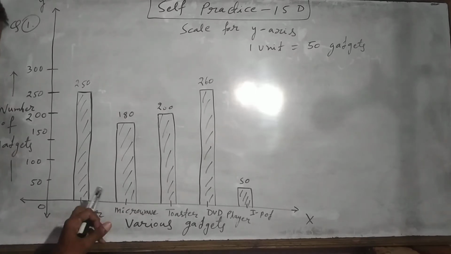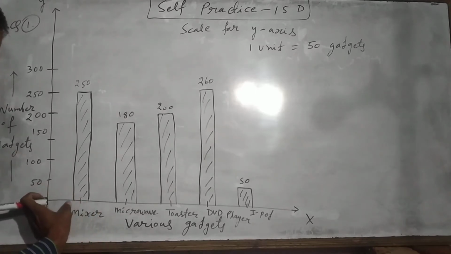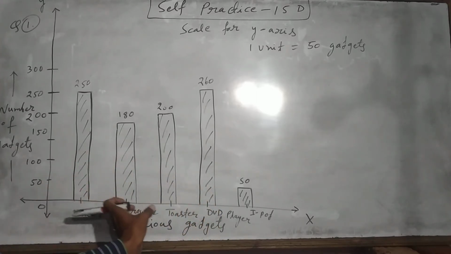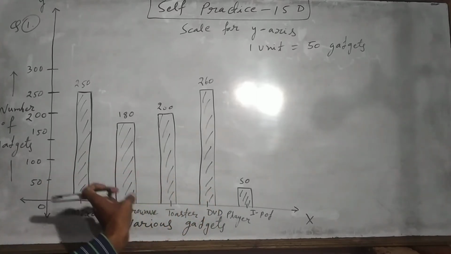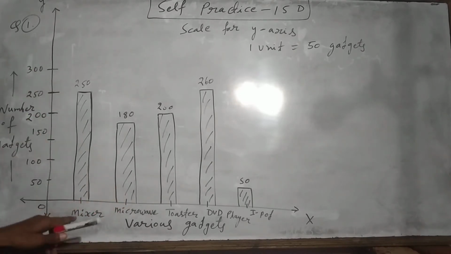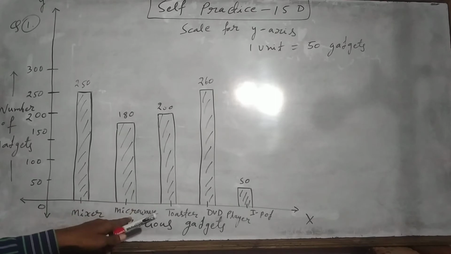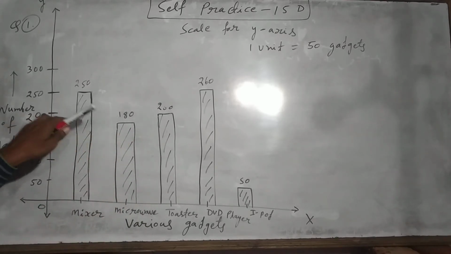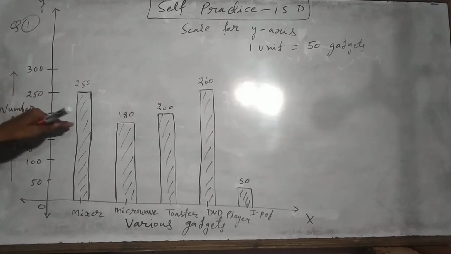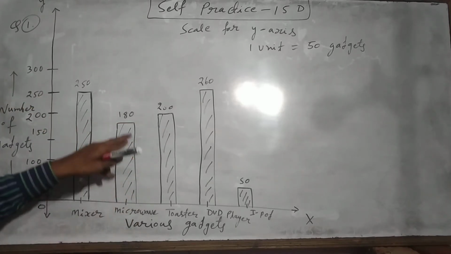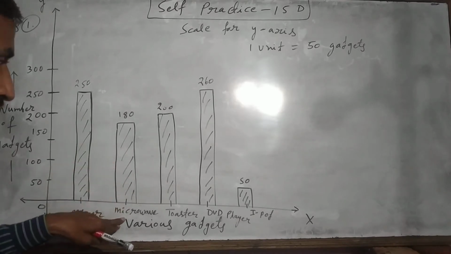Now, for each interval make the same equal distance. Each component has equal length and equal breadth. I have taken the same here also. So after mixer, microwave is there. Microwave is 180, so go up to 180, just below 200, and then close the graph, which is a rectangular box for microwave.